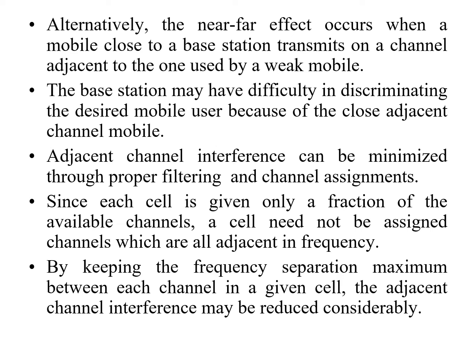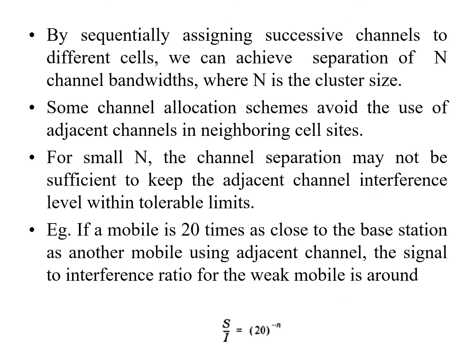Since every cell is given only a fraction of the available channels, a cell need not be assigned channels which are all adjacent in frequency. By keeping the frequency separation maximum between each channel in a given cell, the adjacent channel interference can be reduced considerably. By sequentially assigning successive channels to different cells, we can achieve separation of N channel bandwidths, where N is the cluster size. Some channel allocation schemes avoid the use of adjacent channels in neighboring cell sites.